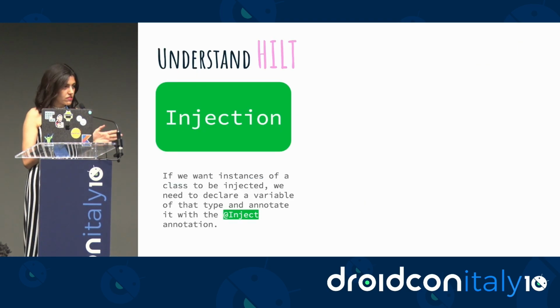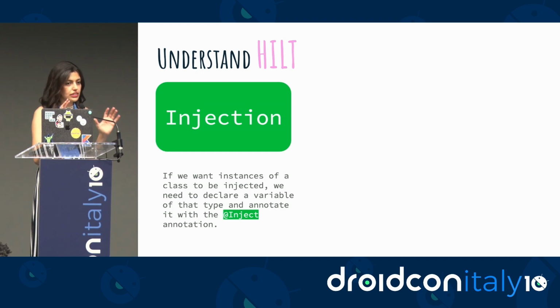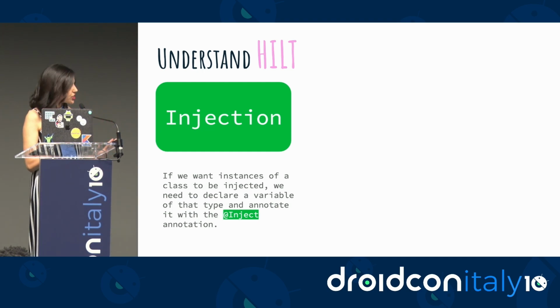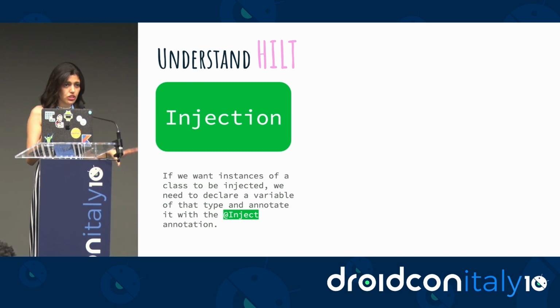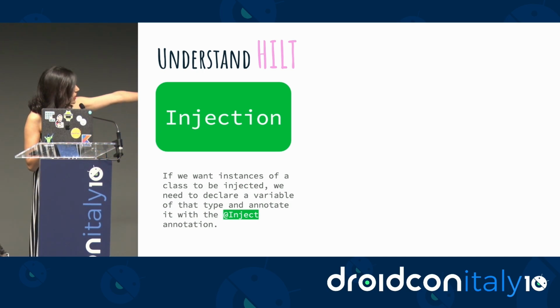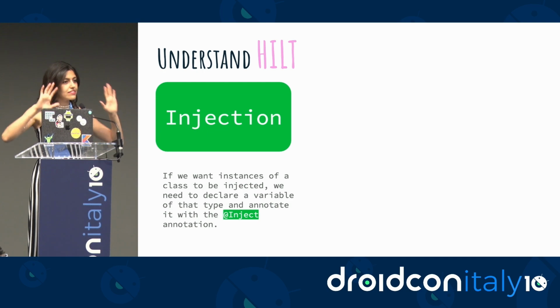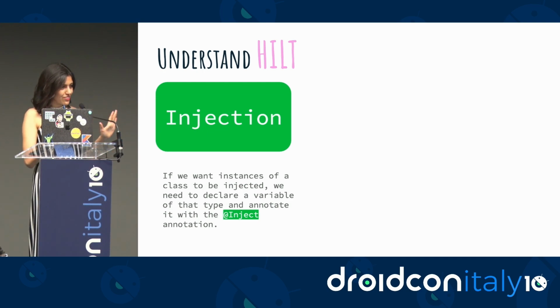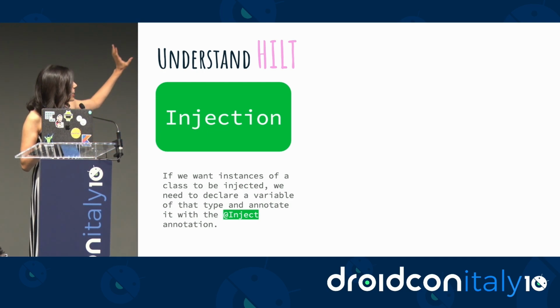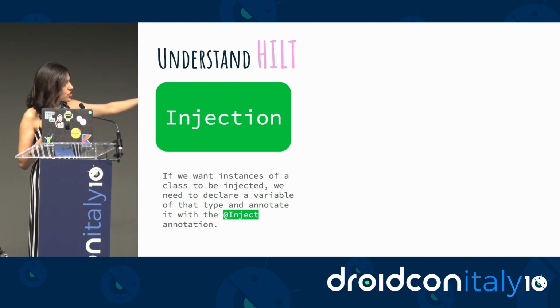Now, we have three concepts that we're going to focus on to understand Hilt. The first one is injection. So we know now what injection is, and this comes with this annotation. Hilt is filled with annotations, but we'll take just the basic ones today. Here, the first one is injection and the @Inject annotation.